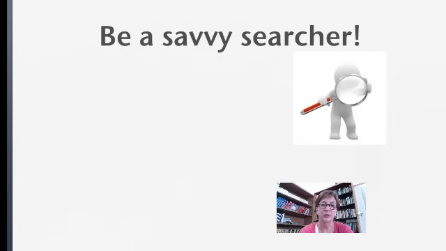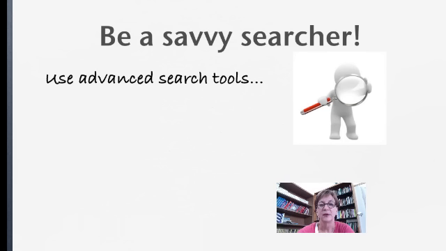So you need to learn to be a good searcher in order to be a good researcher, especially when we have so much information so readily available to us. One thing we've already talked about is using advanced search tools like Google Advanced Search, which lets you narrow by domain type or by site type what you're looking for.